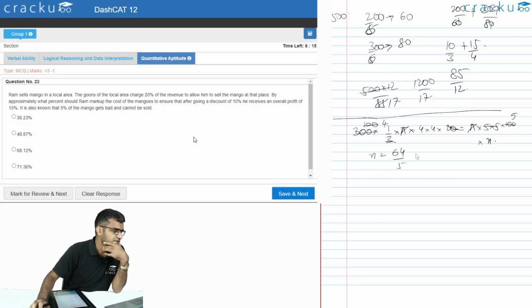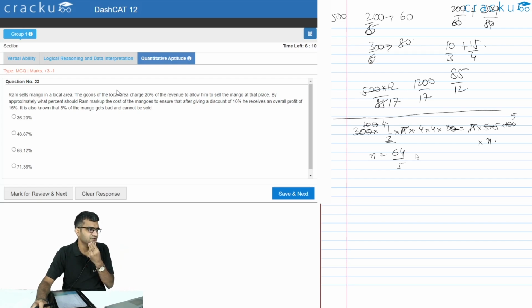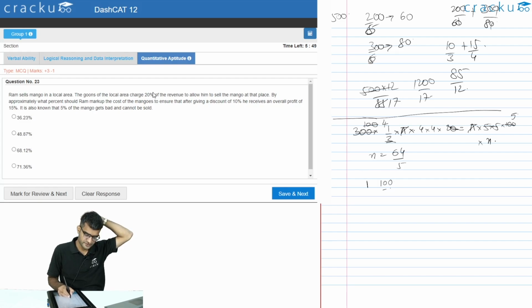Okay. Ramu sells mangoes in a local area. The goons of the local area charge 20% of the revenue to allow to sell by approximately what? Okay. Revenue, right? Okay. By what percent? So 1 rupee, and say he's selling 100 mangoes. So basically he can sell only 95 mangoes. And his total selling price is 115.